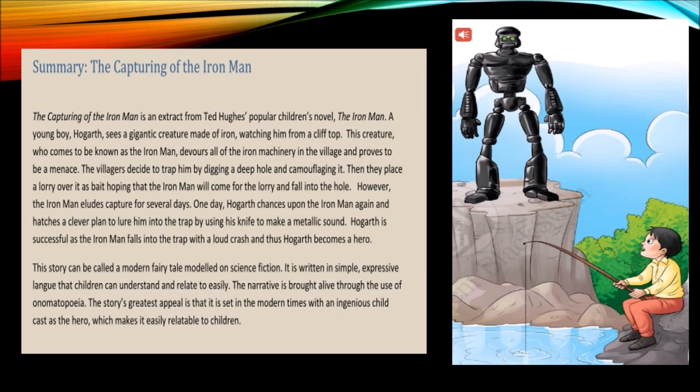It is written in simple, expressive language that children can understand and relate to so easily. The narrative is brought alive through the use of onomatopoeia. The story's greatest appeal is that it is set in modern times with an ingenious child cast as the hero, which makes it easily relatable to children.